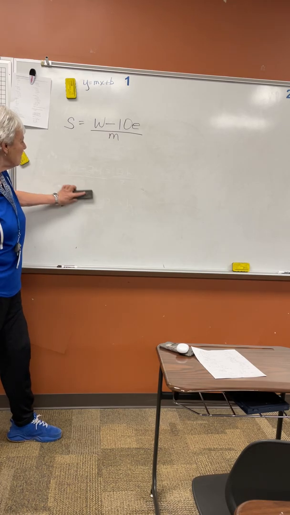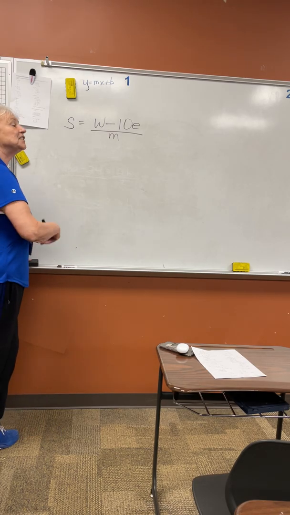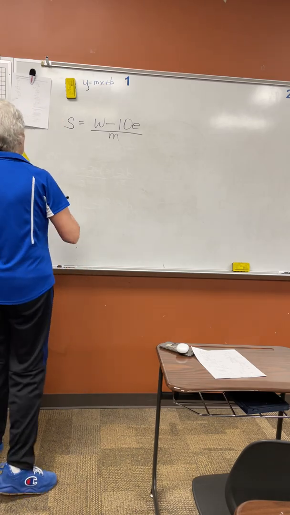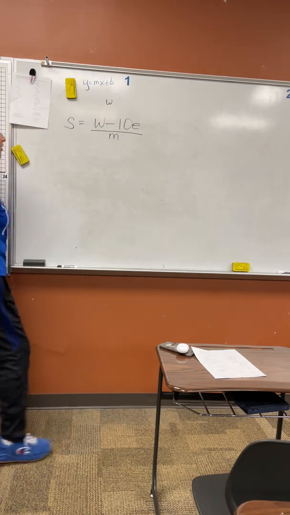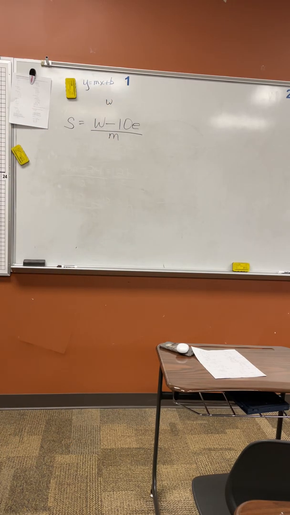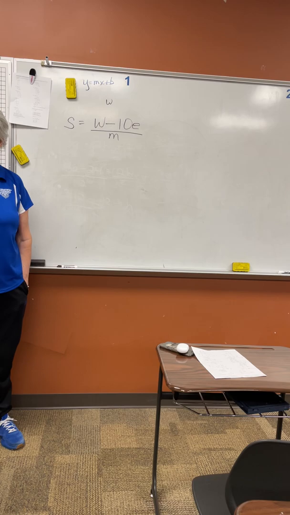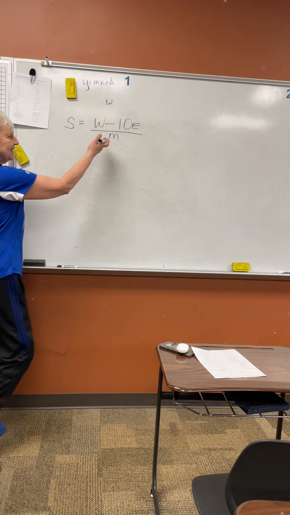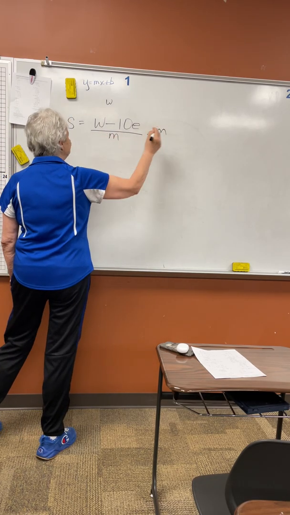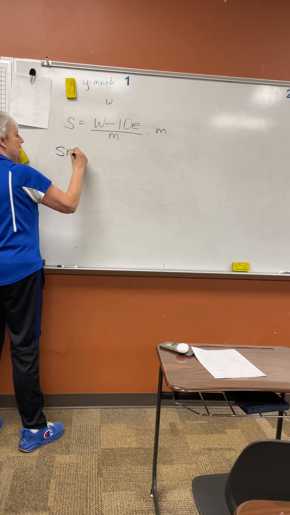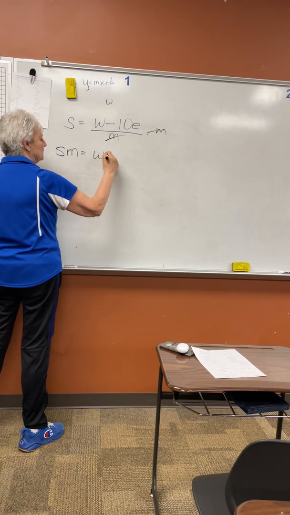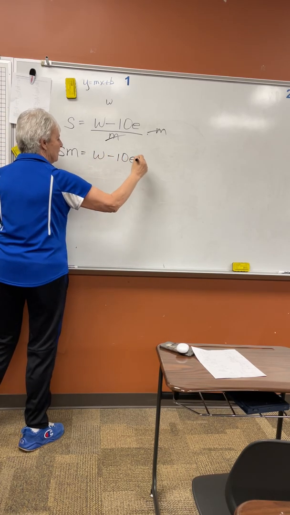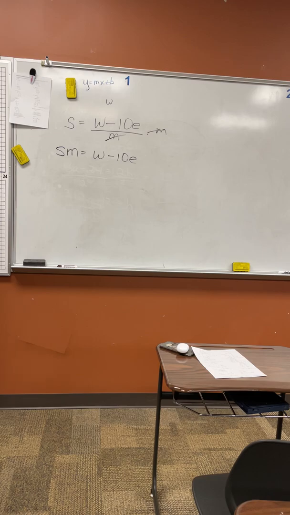So the 10 represents E? No, it's 10 times E. Oh, okay. So let's solve this for W. That's as hard as it gets. Okay. What do we do first? Multiply by M. Let's get rid of this. S times M. No, it's not so hard. Add 10. Remember, we're doing for W. Add 10E.